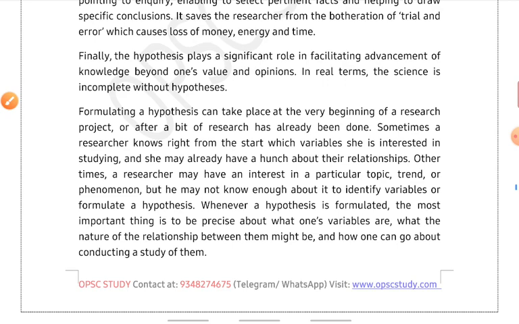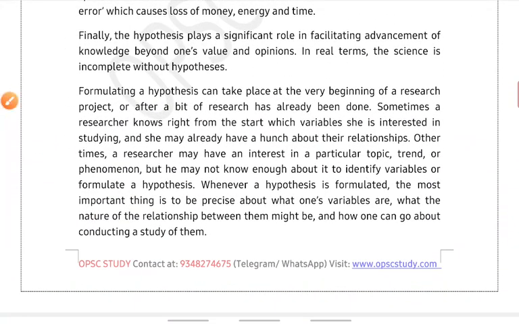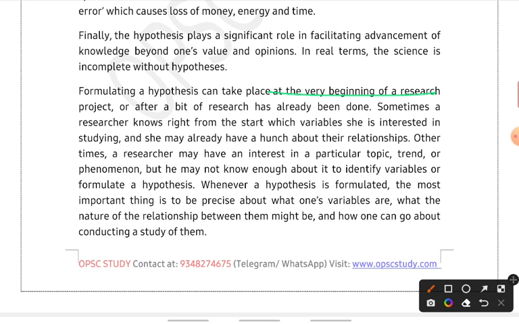Formulating hypothesis and then you will try to conclude it can take place at the very beginning of a research, right? And whenever a hypothesis is formulated, the most important thing is to be precise about one's variables and the nature of relationship between them. And the sources of hypothesis can be based on observation, based on culture and traditions, right? Suppose if you go to a bathroom, or you put on a switch with wet hands, you will get a shock.